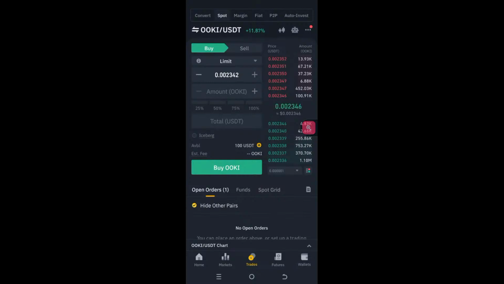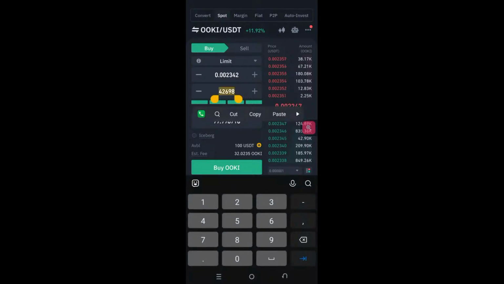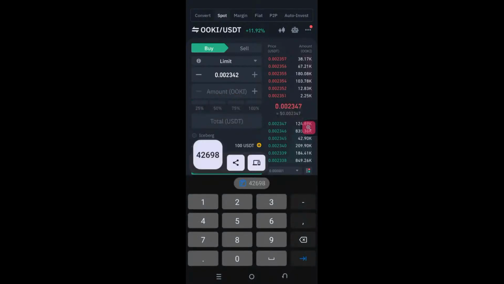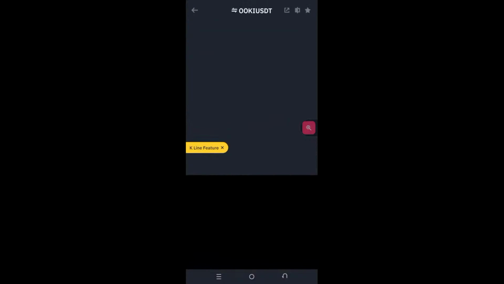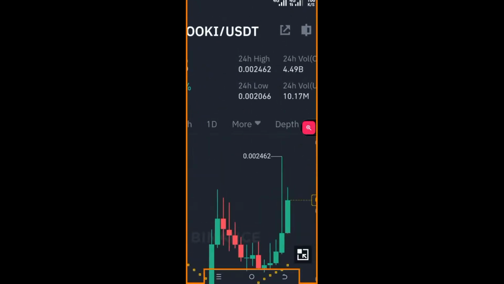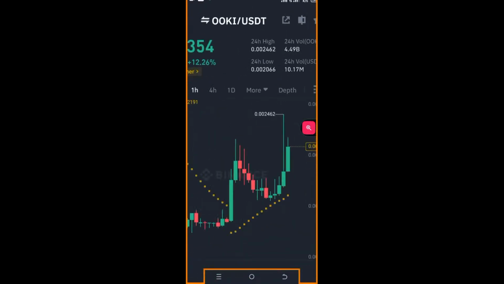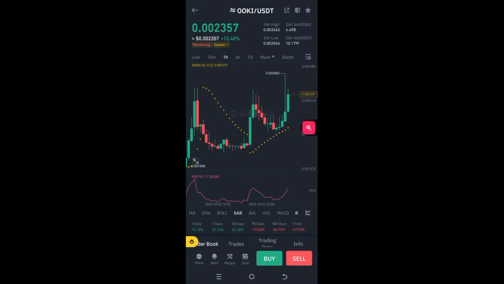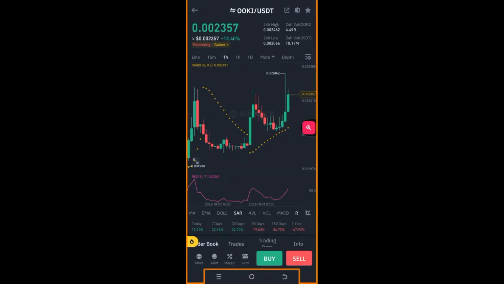So all I just need to do is check on buying this $100 worth, and this gives me 42,698. I cut that out, and then I go back and check where was the highest it went to in the last one day. It went to 2462. Look at it. It went to 2462. So there is a tendency for it to still get there and go beyond, right? So we're going to try that out and see how much we can make.